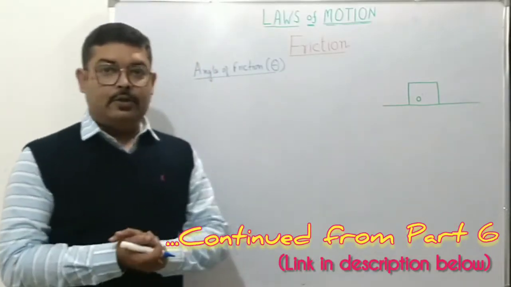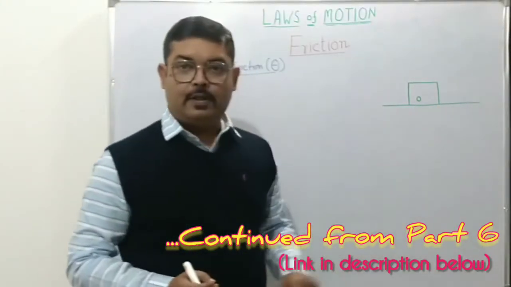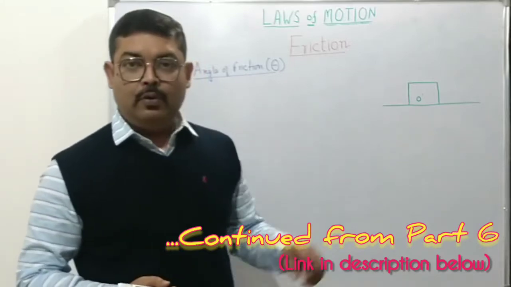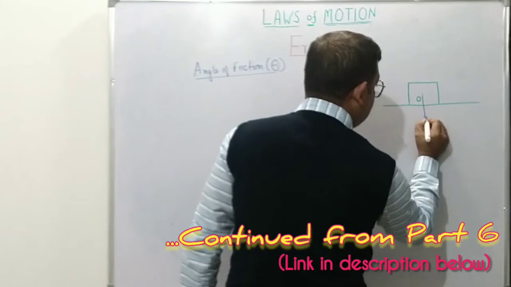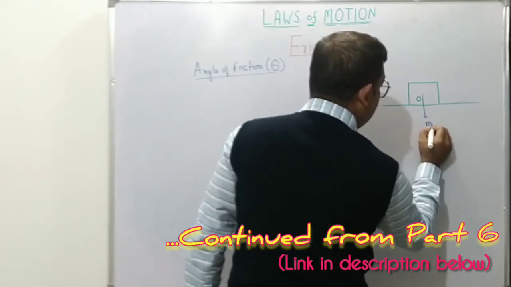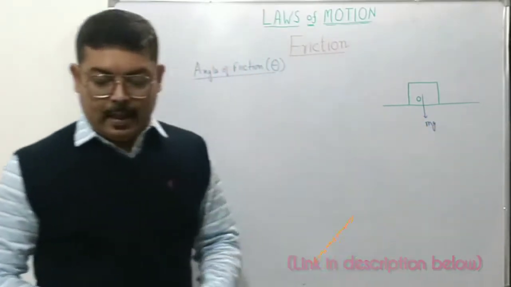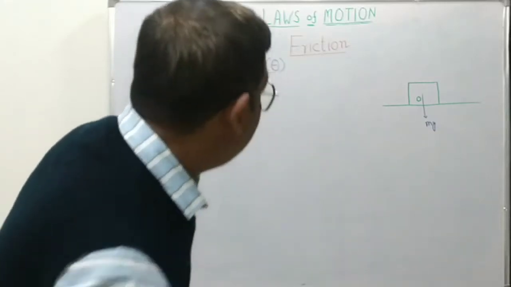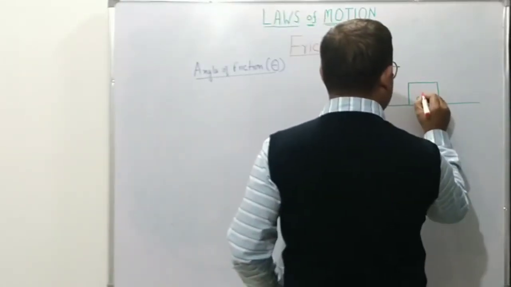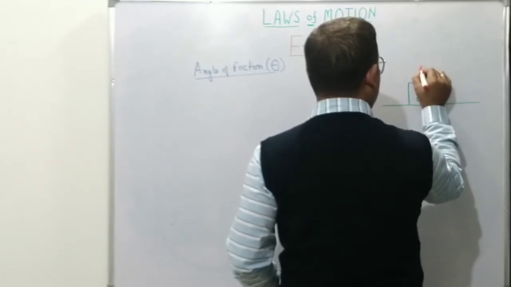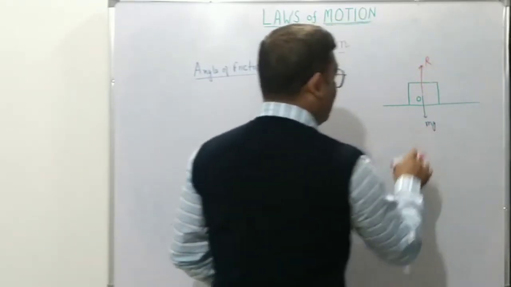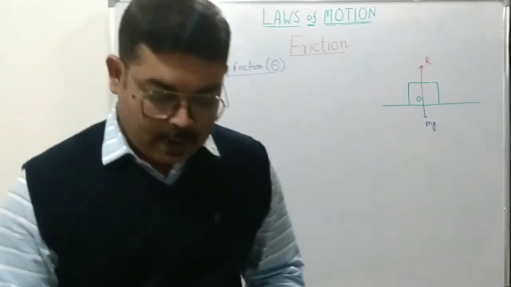Okay, now let's consider there is a block sitting on a surface. Initially there will be its weight acting downwards, and there will be a normal reaction acting vertically upwards, right? Which will balance the downward weight.